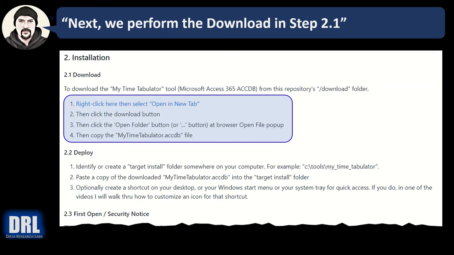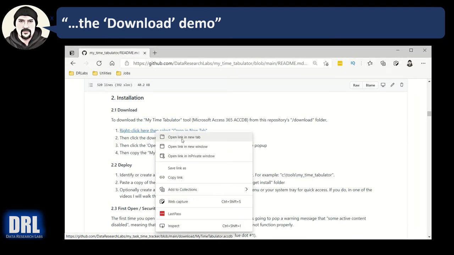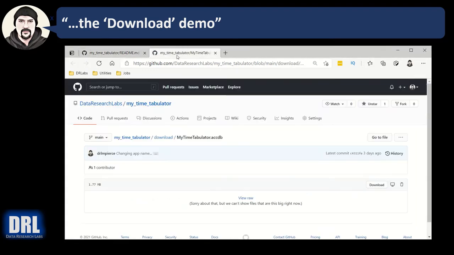First, we're going to download and copy the ACCDB file. Not paste it, just copy it. So to get started, there's a couple ways to download the application. The first way is from the GitHub instructions you're reading. Right-click right here on this link on 2.1.1 and open it in a new tab. And there you go. Now, that's the first way. Notice the download button here.